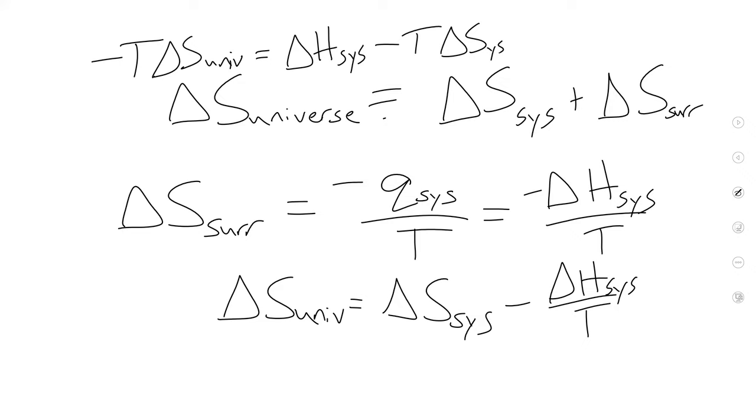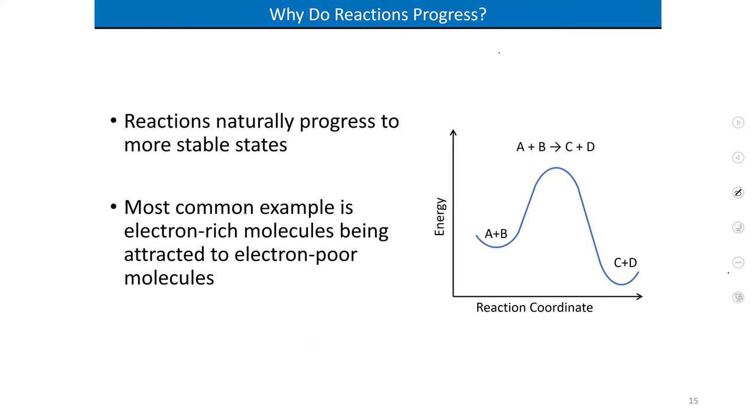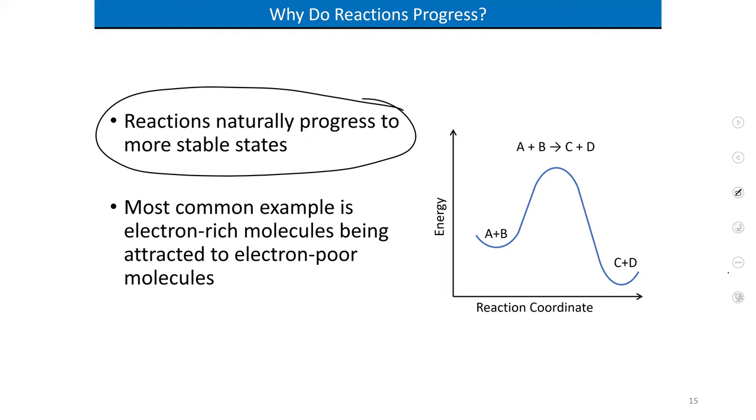So why is this relevant? Well, when I say things like reactions naturally progress to more stable states, what I mean is that spontaneous reactions happen because the entropy of the universe is increasing. Things that are downhill in energy for the system mean the entropy of the universe increased. So this explains how we can predict if it's spontaneous or not. It doesn't say anything about how we get from A to B though, or from reactants to products.